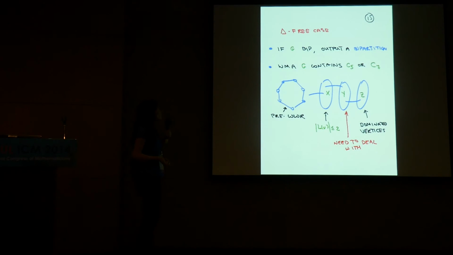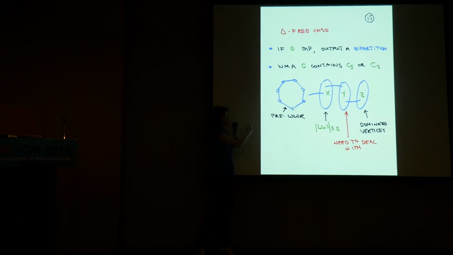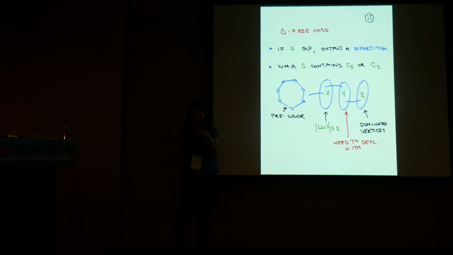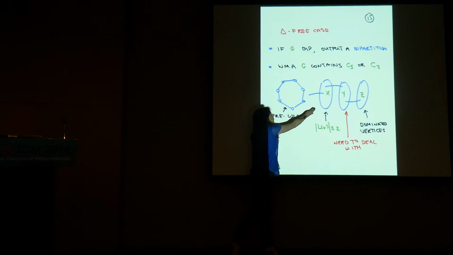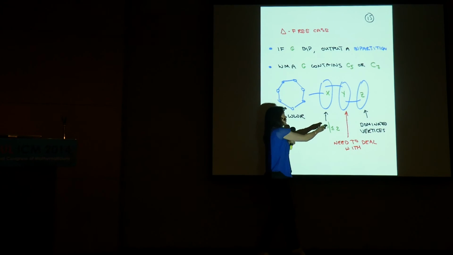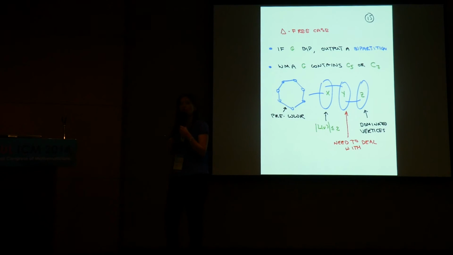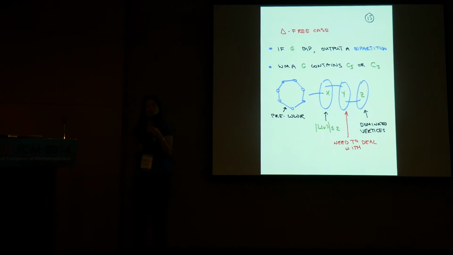Now the idea is you try to pre-color the C7, which means you go through all possible 3-colorings of the C7. That immediately reduces the lists of vertices in X to size at most 2. And the only vertices that we still need to deal with are vertices in Y. So what we do now is basically try and guess a dominating set. It's not exactly true what I'm saying, but it's kind of true.